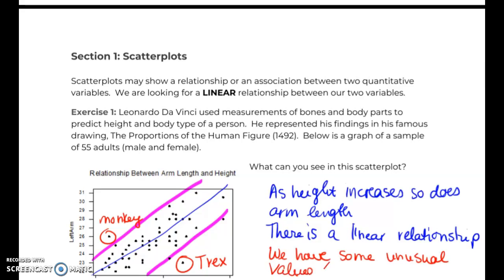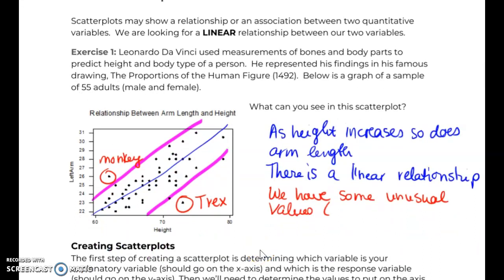And we can actually list the values over here. It's a little hard to see, but it looks like we have a height of maybe about 73 inches and an arm length of about 23 inches. So we can actually give that as a pair where our X value, our first value, is the height, the second value is our arm length. And another unusual value is someone who had a height of maybe about 62 inches and an arm length of about 26 inches over here.